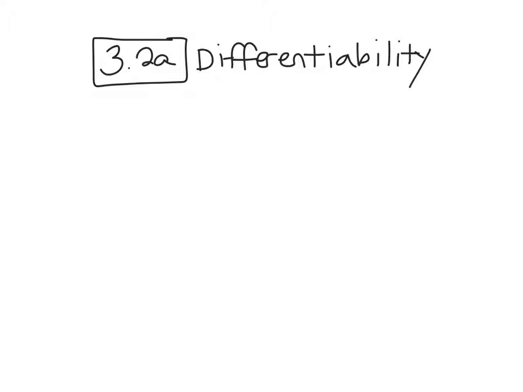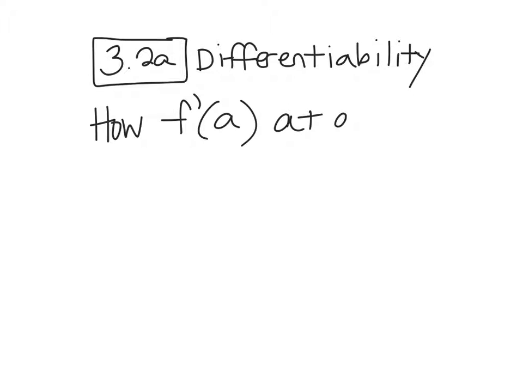All right, so we're going to talk about differentiability. That is whether or not you can take the derivative of something. That's what differentiability is, okay? So we're going to find out that it fails at some point. So how f prime of a at a point fails to exist. We've already seen this.